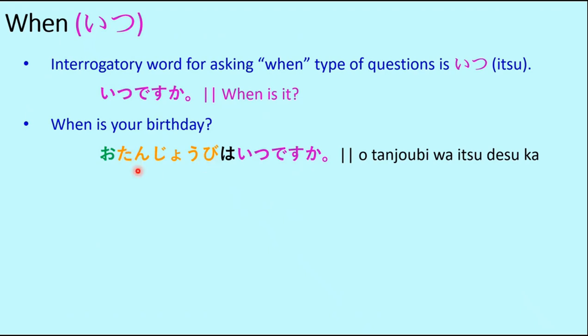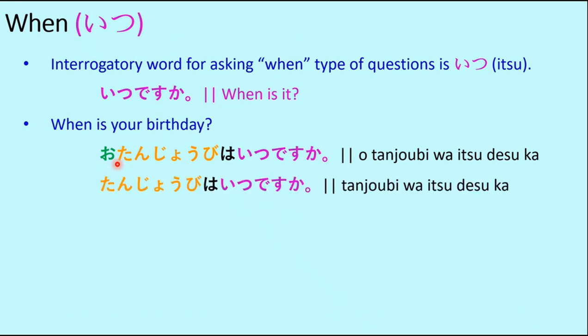Tanjobi means birthday. If you remember, we had discussed starting a sentence with O, because O is considered to be an honorific prefix. So this is a kind of politeness or giving respect to the person whom you are asking this question. O tanjobi wa itsu desu ka? When is your birthday?